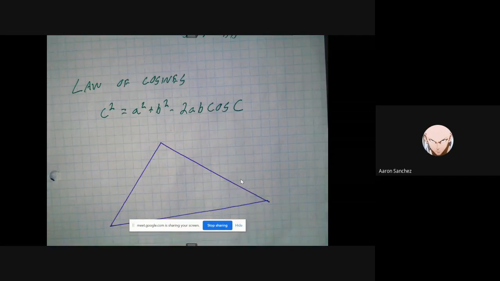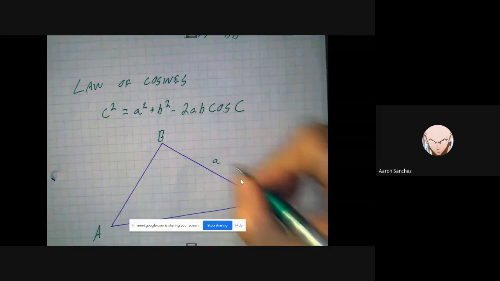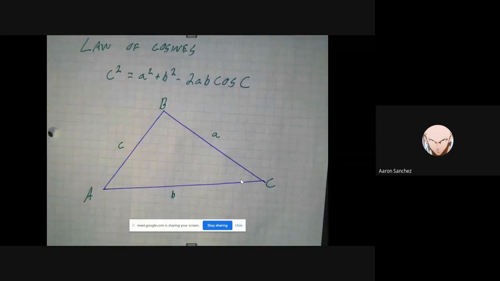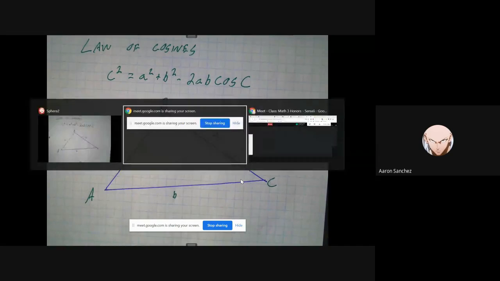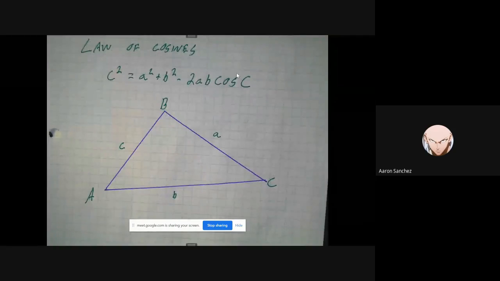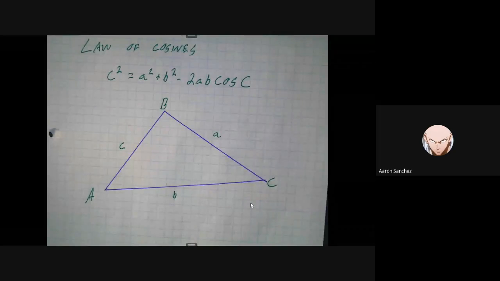What does the big mean? Anyone know? What does the little mean? Little a, little b, little c. Ariana, what does the lowercase mean? The lowercase c. What is the lowercase? Any of the letters? What is the lowercase in the triangle? Letters that represent the length of the side. Yes. Okay.